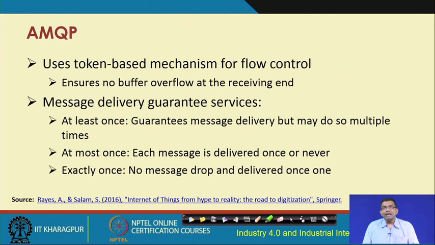The message delivery guarantees are of different types using AMQP. One is at least once, that means offering guarantees in terms of message delivery, but these guarantees may do so multiple times. At most once, which is about ensuring that each message is delivered once or never, and exactly once, which talks about ensuring no message gets dropped and is delivered only once.